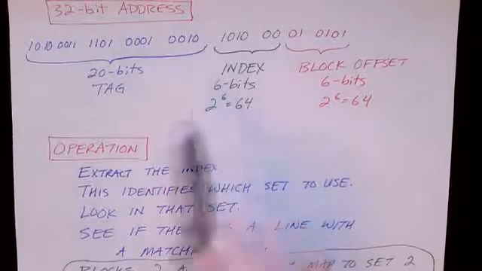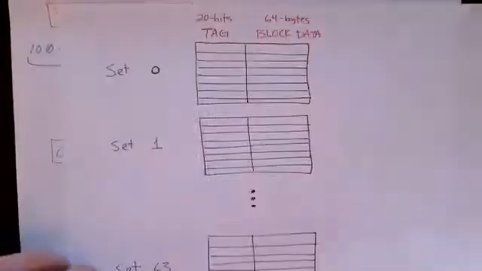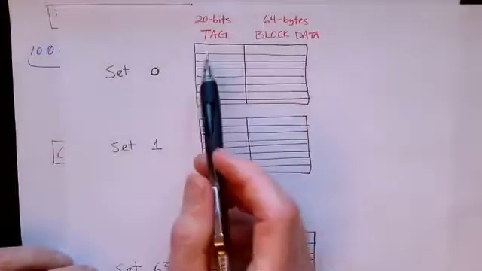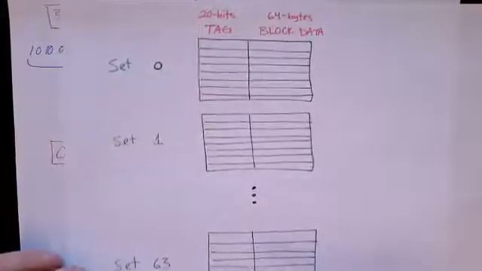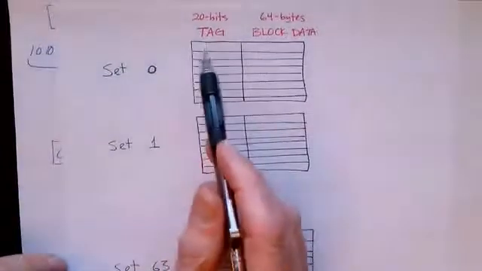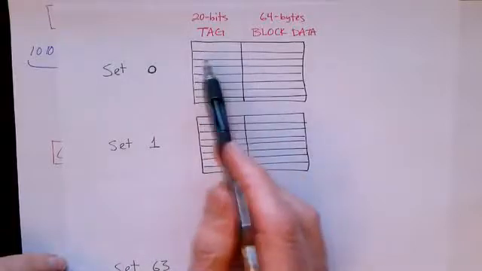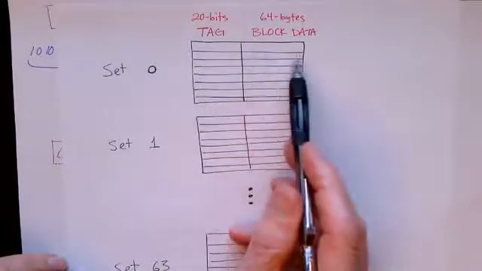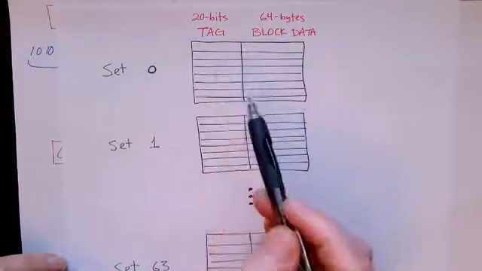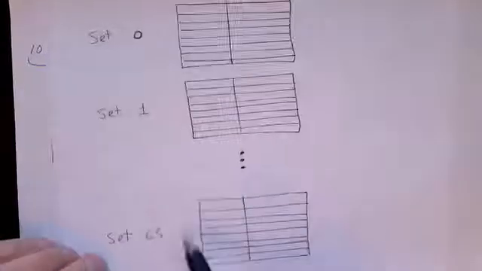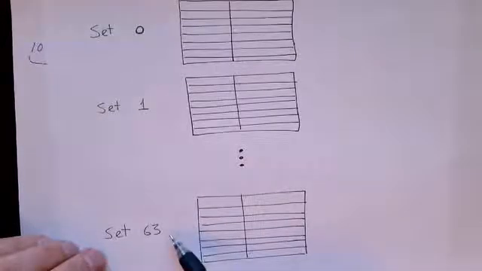So we can use this picture to show what this thing looks like. I suppose I could draw a box around the whole thing, but this is the cache memory. Each line has both the tag and the 64 bytes of data, just as before. But it's divided into sets, and we've got 64 sets total.